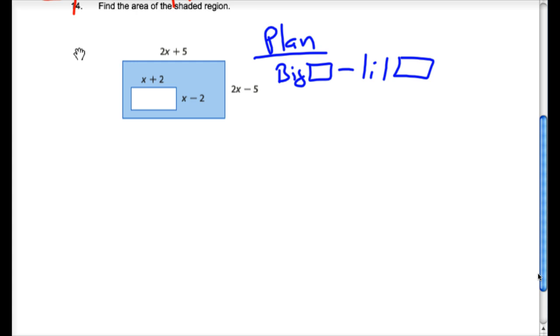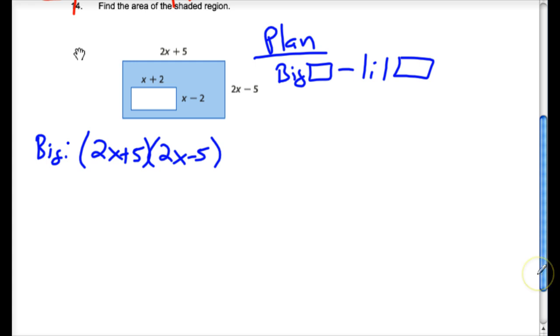How do we find the area of a rectangle? Length times width. So here's the big one. Base times height. 2x plus 5 times 2x minus 5. Is that rule 1 or 2? Two. Different signs, same binomial, but different signs. Nico, do 2x plus 5 times 2x minus 5. 4x squared minus 25. Genius.